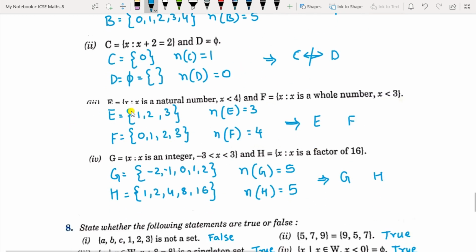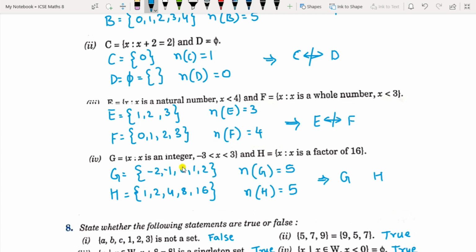Then E is a natural number less than 4, that is 1, 2, 3, and F is a whole number less than 3. So 0, 1, 2, 3. So the cardinal number of E is 3 and the cardinal number of F is 4. So these are also not equal, the numbers are not equal, so it is not an equivalent set.